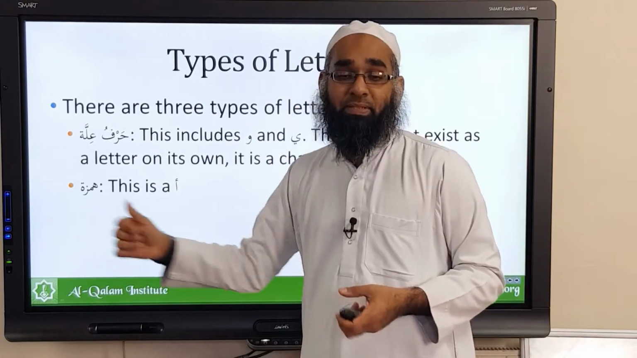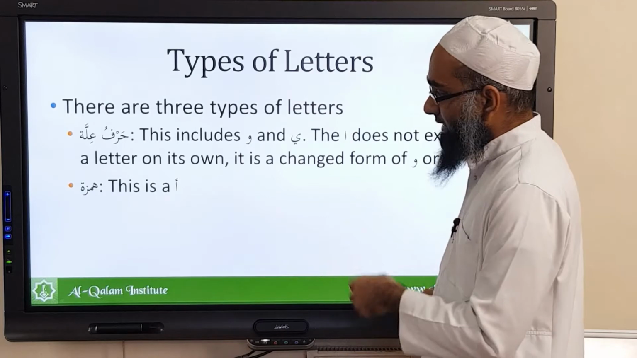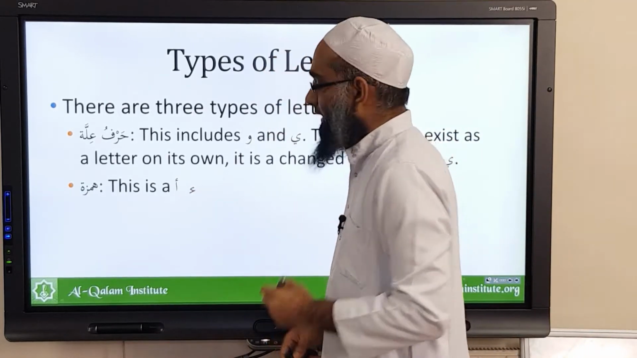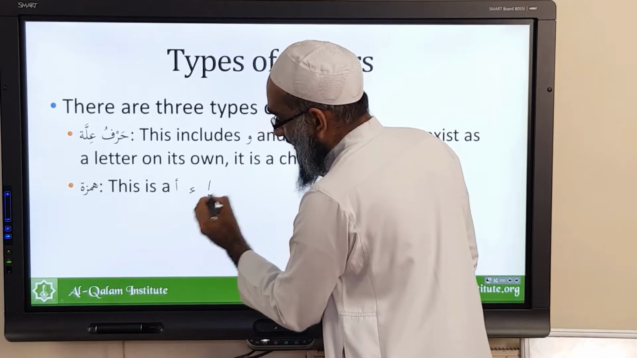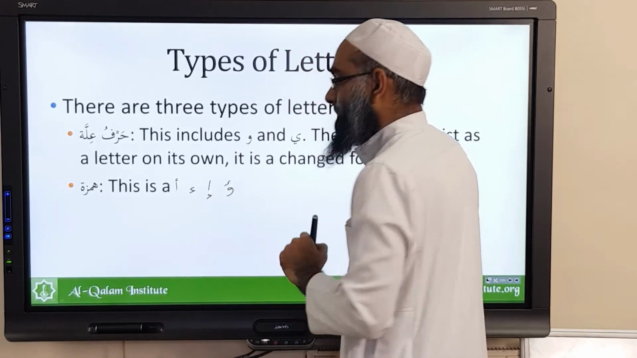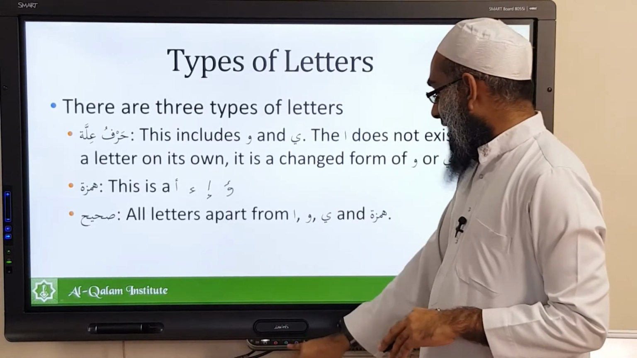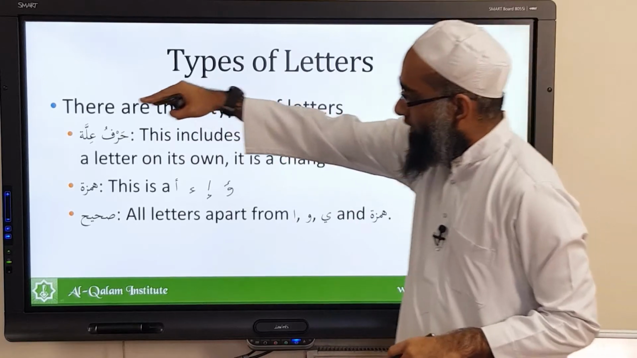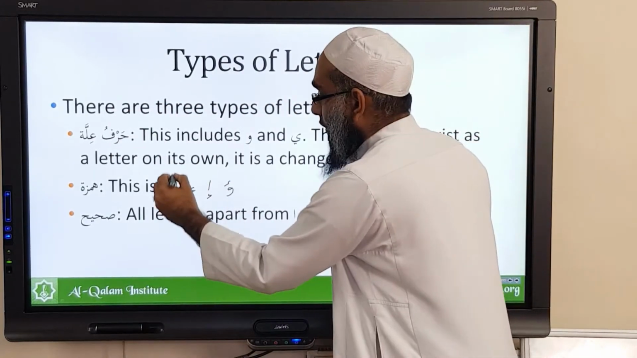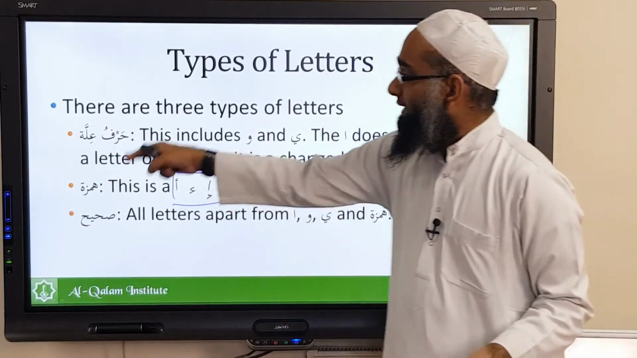The second type is hamza. A hamza is written like this, and you also see it on the alif like this. It also comes like this, with a kasra, a hamza underneath, and it can also be written like this. The next one after that is sahih. So you have harf illa, which is alif, waw, and ya. Hamza is written in any of these forms. And after that, everything is called sahih. So there are 3 types of letters.